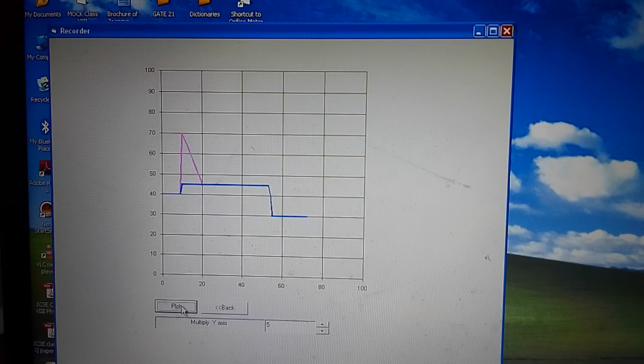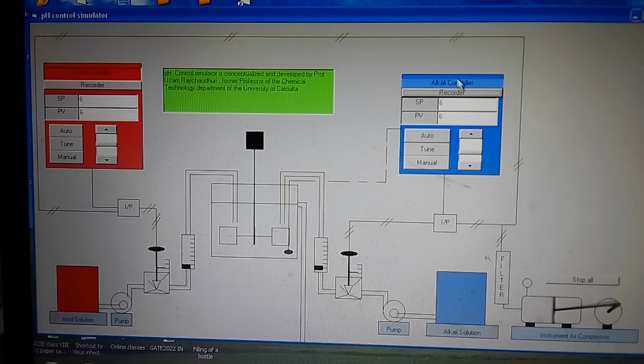for the next 100 seconds. So it was 40, that is 8. 40 divided by 5, 8. Then alkali, you see the measured value has jumped red because of too much alkali. Then it is maintained at 45, that is 8, and then it drops to 30, that means 6. Now you can see the value is 6.